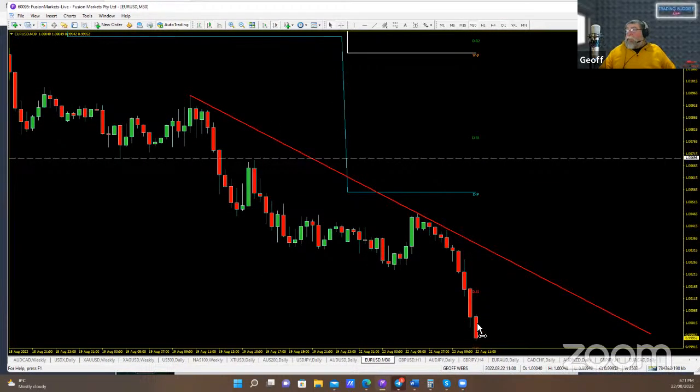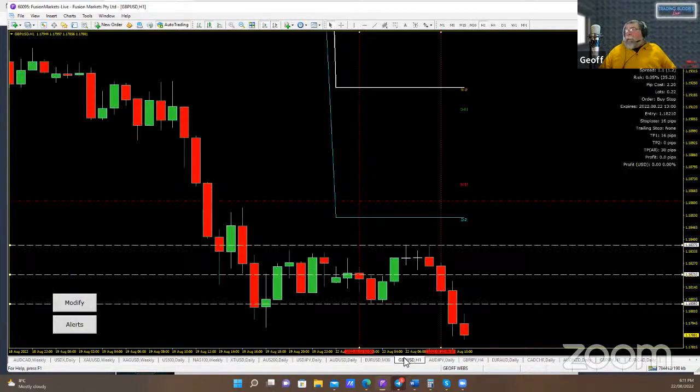But yes, euro dollar. Now I'd want to see probably a double bottom on the 30-minute chart and a higher low before I trade it at all. But if that occurs, happy days. Back to the pound versus the dollar, and no need to change this at present.